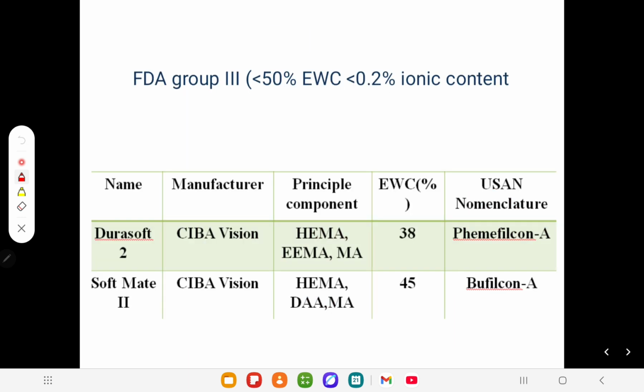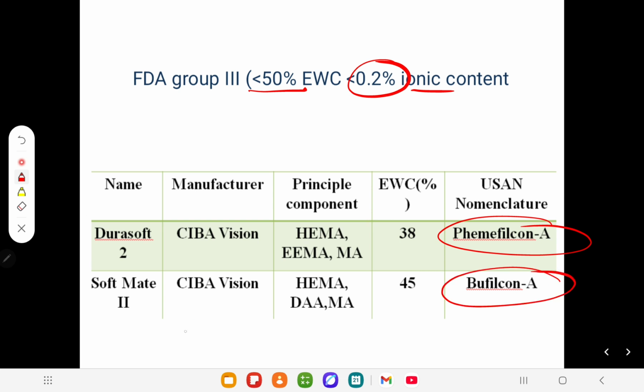Okay, group third is less than 50%, low water content. At the same time, ionic is greater than 0.2%. Now it's ionic content. Common examples are phemfilcon and bufilcon. See which are the contact lenses and their contents.